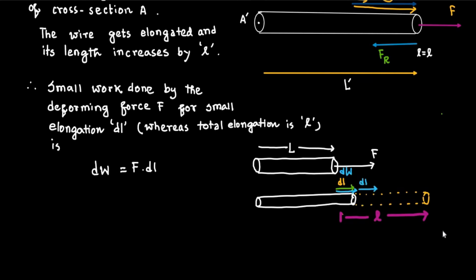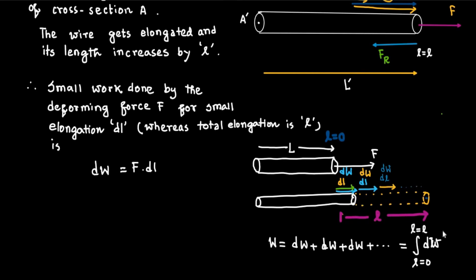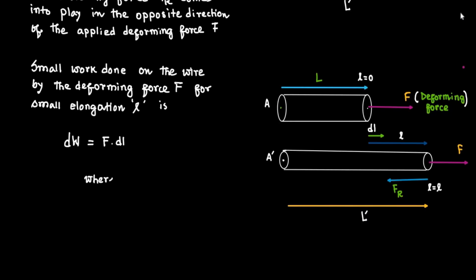Work done for that elongation is dW. Again we can assume a small elongation dl, for that work done is dW. Then dl, work done for that small elongation is dW. Therefore total work done is the summation of a number of small work dones, dW plus dW plus dW and so on, equals the integration of dW, where the limits are l equals 0 to l equals l. So at this position l equals 0, and finally the total elongation is l.